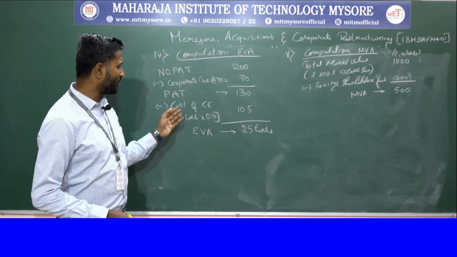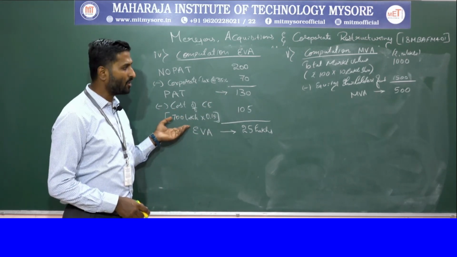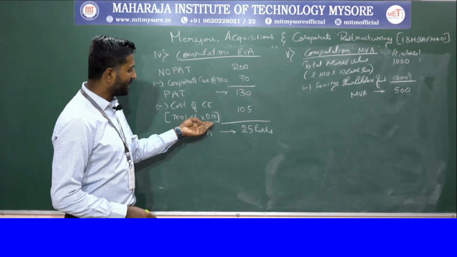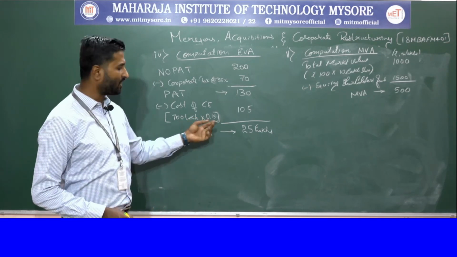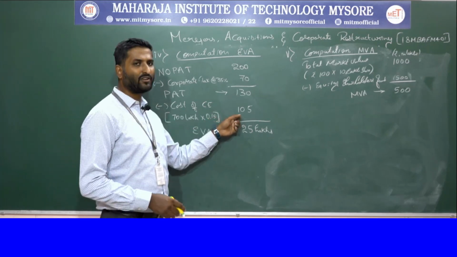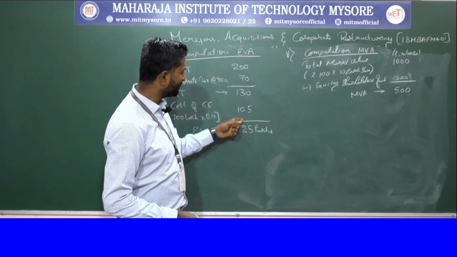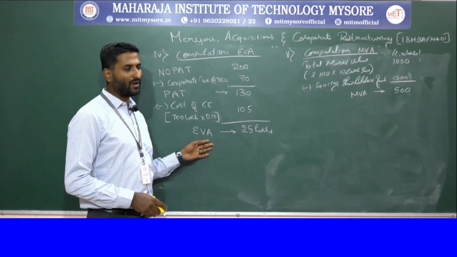Then from that we are going to deduct the cost of capital employed. The total amount of capital which we raised is 700 lakhs and the cost of capital they given is 15%. So you need to charge the cost of capital on total capital employed, and we are resulted with 105 lakhs. So once we deduct 105 from 130, we are resulted with 25 lakhs as economic value added.